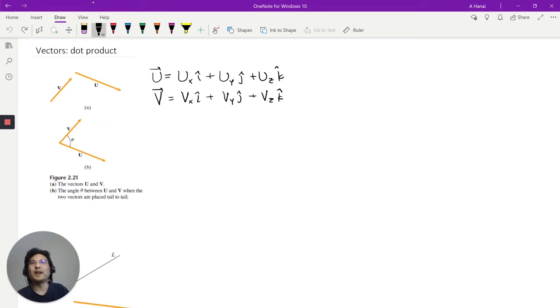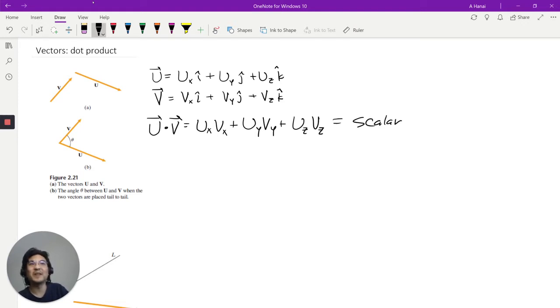If you have two vectors and you already know them in terms of their components, one way to compute the dot product is: you just take the x component times the x component, plus the y component times the y component, plus the z component times the z component, and that's it. The answer is a scalar. So vector dot vector is scalar.